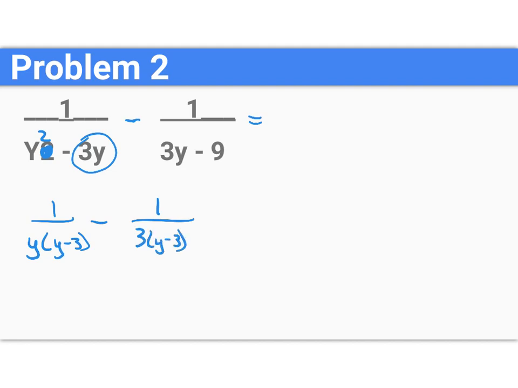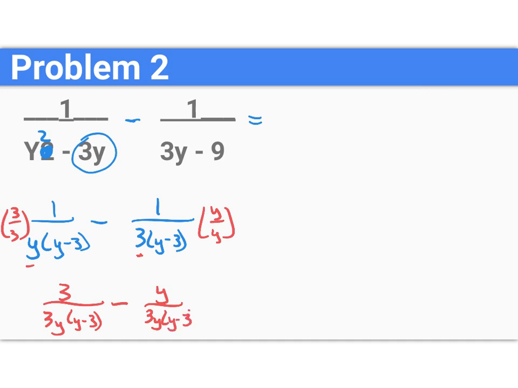So what do they have different? This one has a 3 that's different. This one has a y. So you're going to have to multiply this one by 3 over 3 and this one by y over y. Okay, so rewriting 3 over 3y times y minus 3 minus y over 3y times y minus 3 equals 3 minus y over 3y times y minus 3.